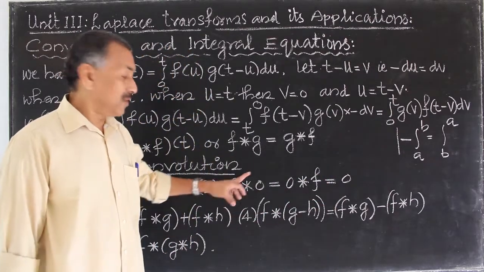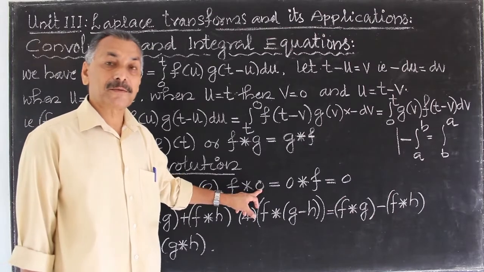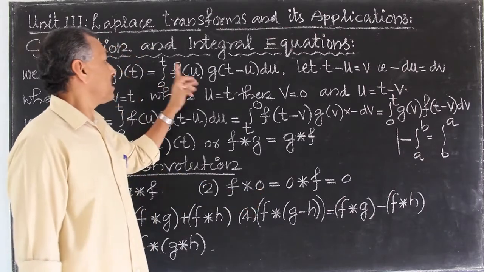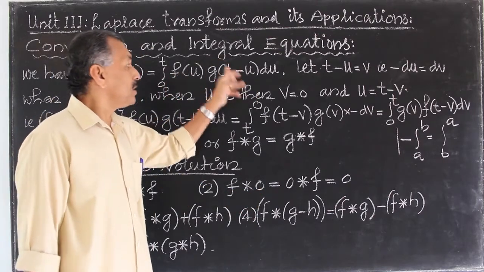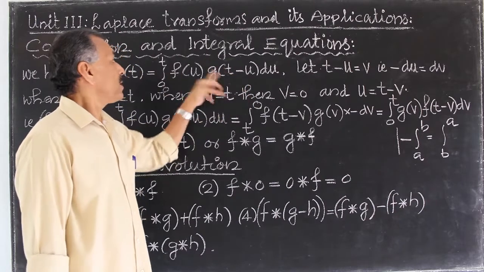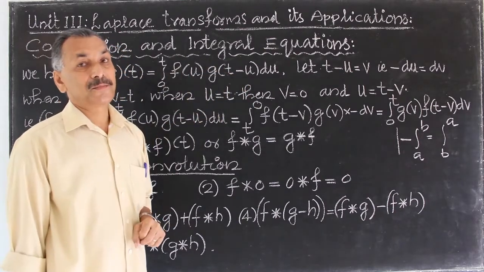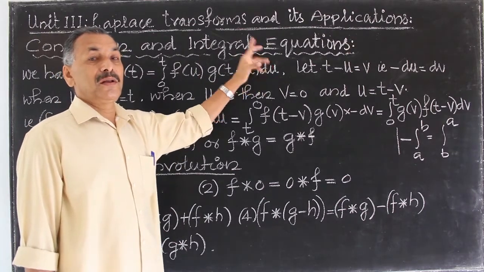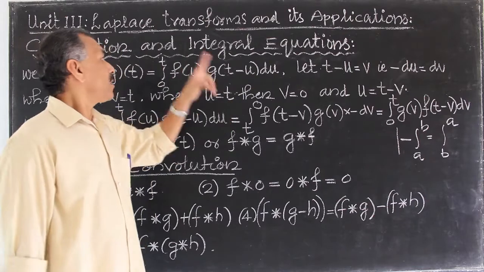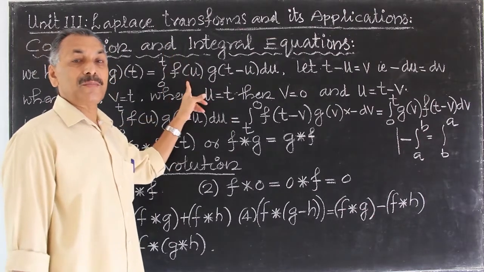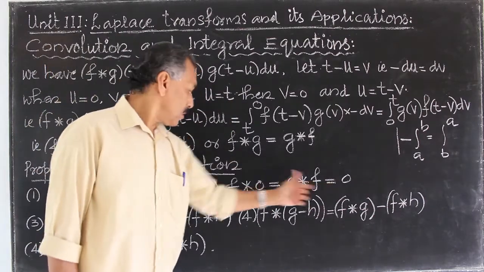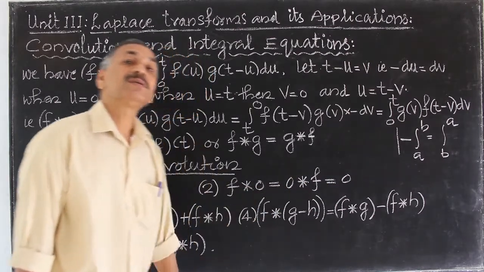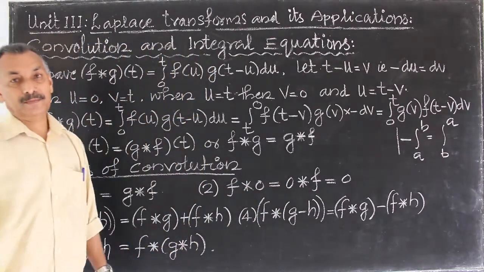ഹിയർ എഫിൻ്റെ വാല്യൂ എഫ് ആണ്, g of t is equal to 0 ആണ്. എന്നാൽ ഇവിടെ ഈ പ്രോഡക്റ്റിനകത്ത് f of u into g of t minus u, ഈ വാല്യൂ എന്താവും? 0. 0 കൊണ്ട് മൾട്ടിപ്ലൈ ചെയ്താൽ ഇൻ്റഗ്രൽ വാല്യൂ എന്തായിരിക്കും? 0 ആയിരിക്കും. That is integral 0 du, integral 0 du is equal to a constant. ആ കോൺസ്റ്റൻറ്റ് അപ്പർ ലിമിറ്റ് അപ്ലൈ ചെയ്താൽ c, ലോവർ ലിമിറ്റ് അപ്ലൈ ചെയ്താൽ c, c minus c is equal to 0. ഓർ f ആസ്റ്റർ 0 is equal to 0 ആസ്റ്റർ f is equal to 0.